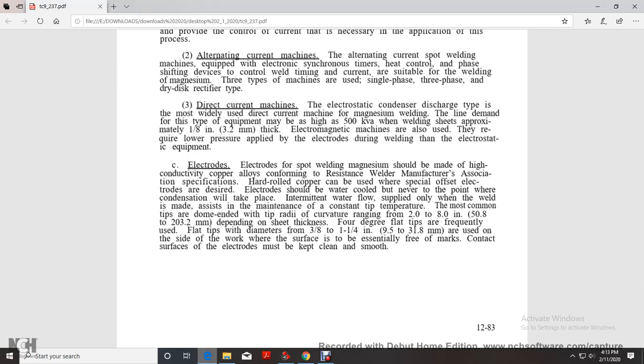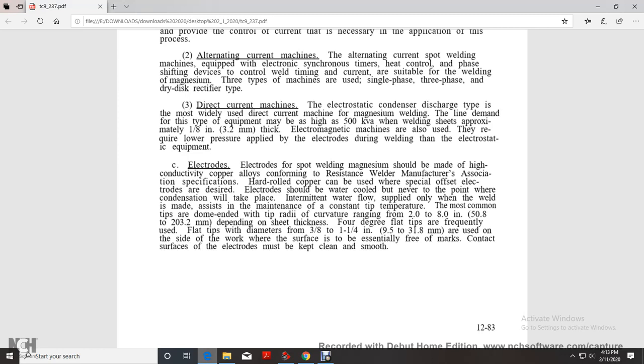For direct current machines, electrostatic and discharge types are the most widely used for welding magnesium, but other types of equipment may be used with up to 500 kilovolt-amps. For welding sheet approximately 1/8 of an inch thick, an electromagnetic machine is used, and it requires low pressure to apply with the electrodes during welding, as does electrostatic equipment.